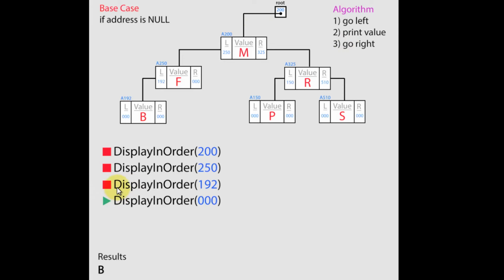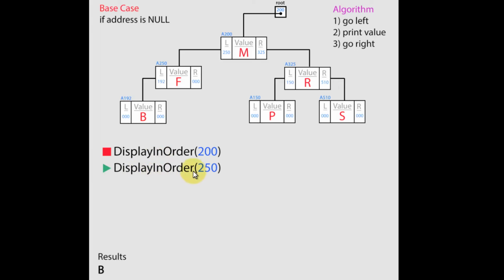Okay, so then we pause the function here, and then we call display in order using the right address, and it's 000, which when we call this, the base case is also null because there's nothing there. So then we can remove this call from the call stack. Okay, so then we're back on display in order 192, and we already did all 3 steps. We went left, we printed the value, the B, and we went right, and there was nothing there. So then now this function can also be removed from the call stack.